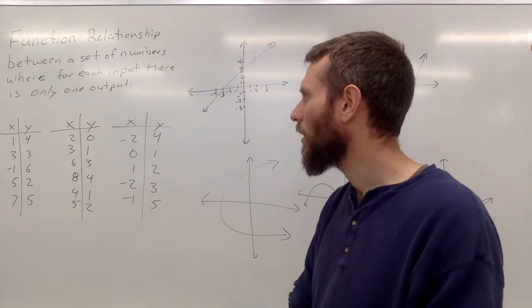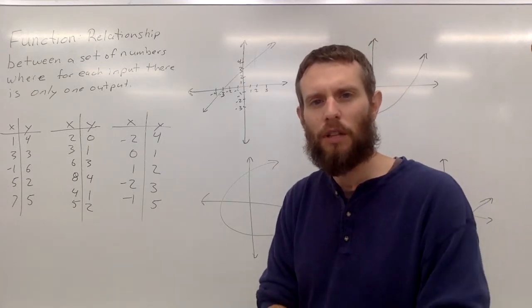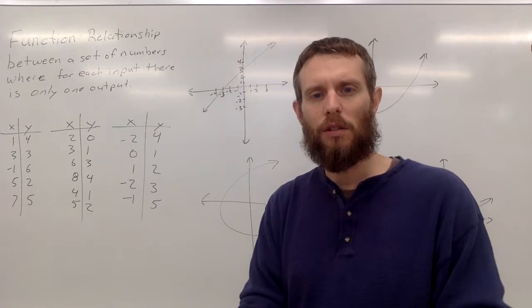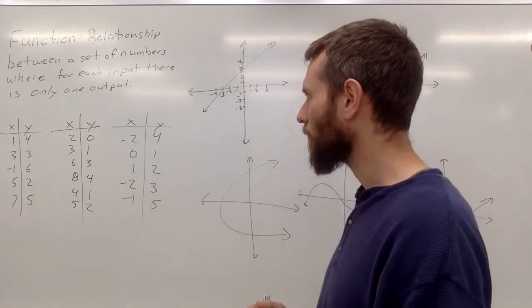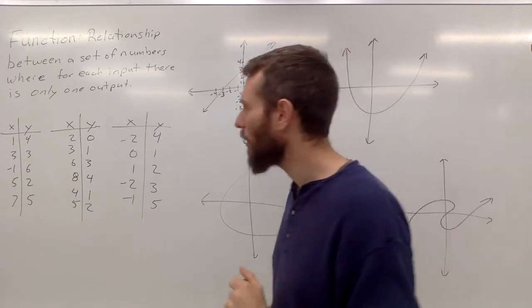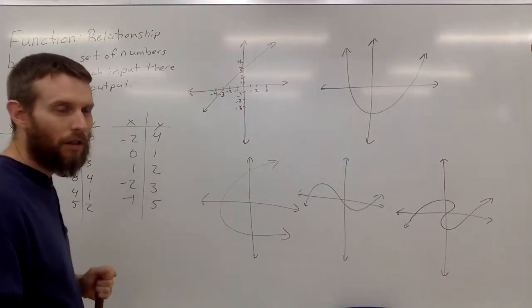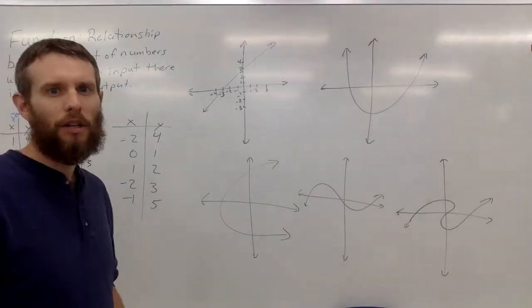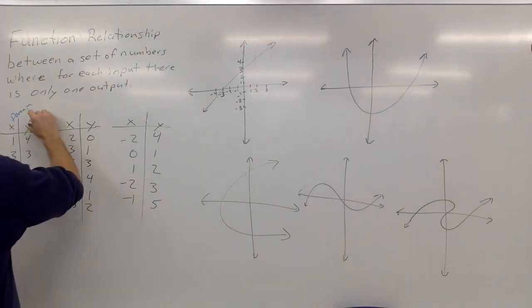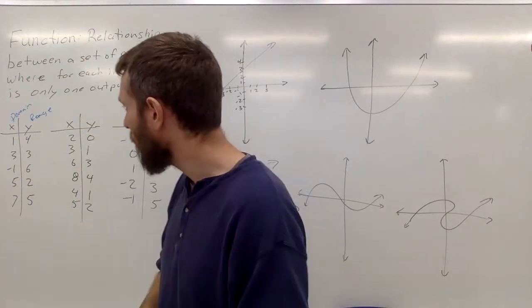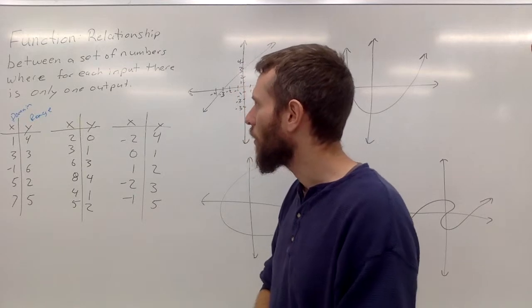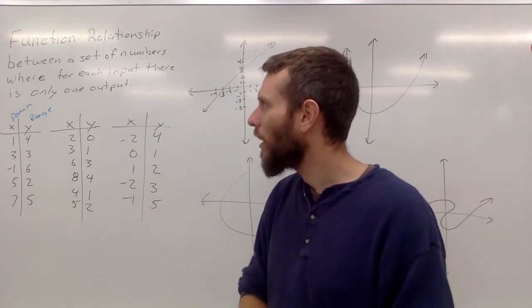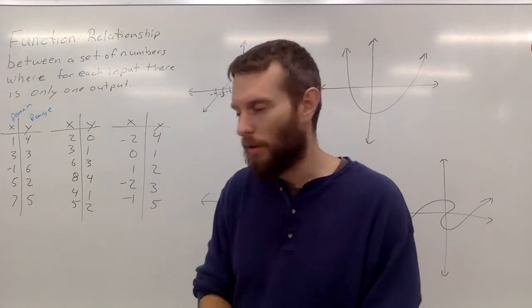If you remember, domain is your input values and the range is your output values. So x is the input, and the x determines the domain, and the y is your output, and that determines your range. And in order to be a function, there can only be one output for each input.